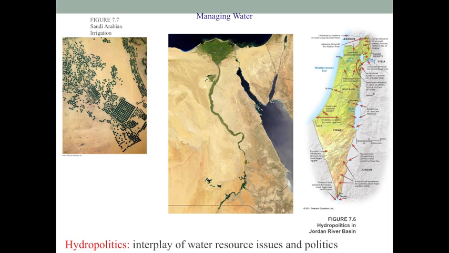The middle image shows the contrast between the productivity of the course of the Nile River and its adjacent deserts. This system has been at work for millennia, and only relatively recently has the construction of the Aswan High Dam for hydroelectricity changed its function. On the right, you see the complexity of water rights issues that overlap with geopolitical issues in the area surrounding the Jordan River. Again, this is an area where conflict over water has been present for millennia.